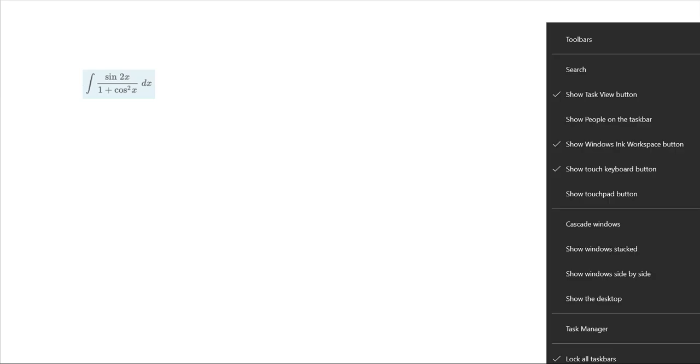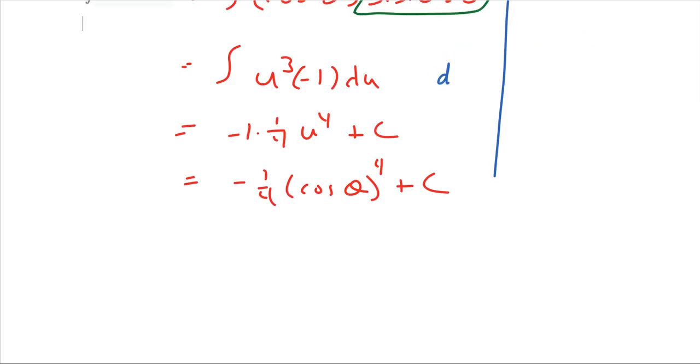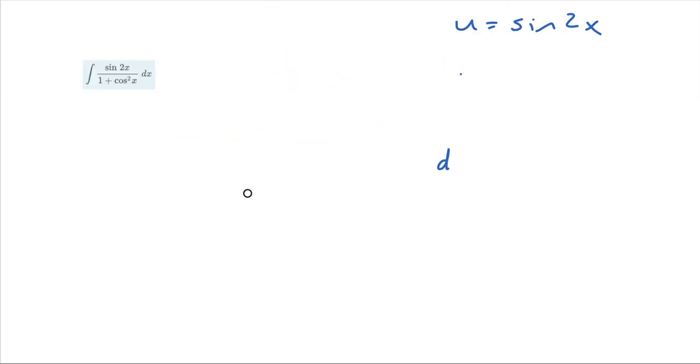Now how about this? We've got sine of 2x over 1 plus cosine squared of x dx. My choices are, and maybe you might want to try just writing down your options and seeing what happens first, we could use u equal to sine of 2x, then du would be what? 2 cosine of 2x dx.